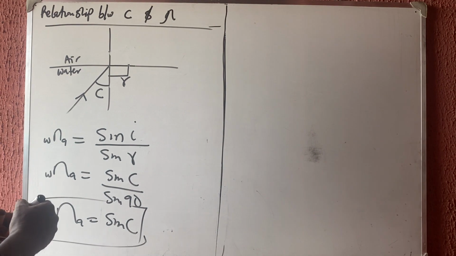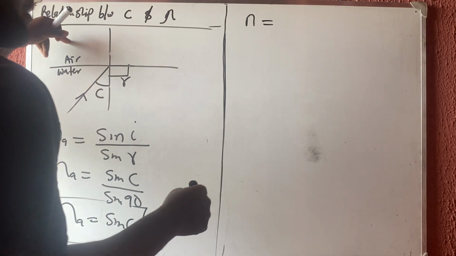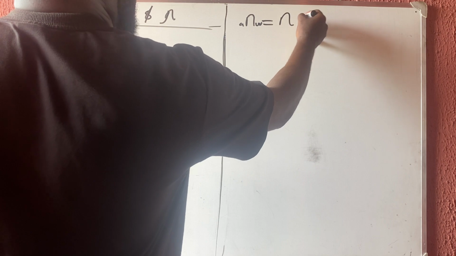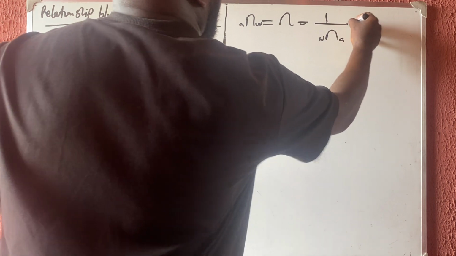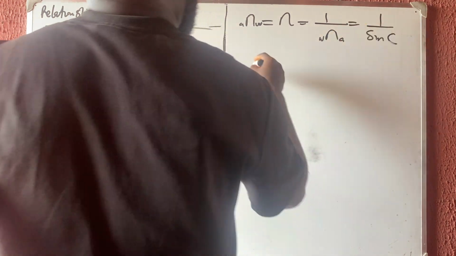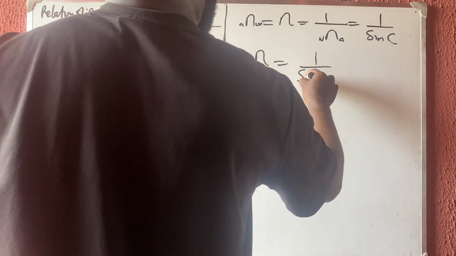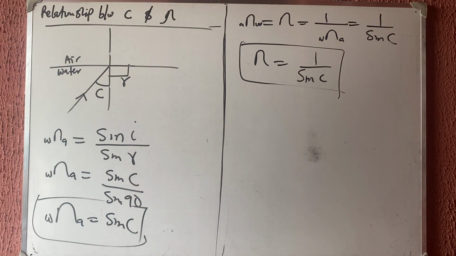But you should know that, normally, my refractive index n is supposed to be from the smaller one to the bigger one. So from air to water is my normal refractive index. So it's going to be 1 over that of water to air, which is 1 over sine C. Therefore, my refractive index is equal to 1 over sine C. Very, very important formula to note. Okay, so we're going to solve 1 or 2 questions, and then we are done for today's class.